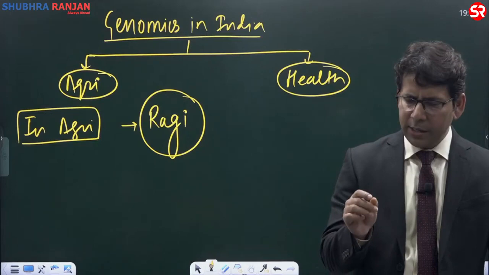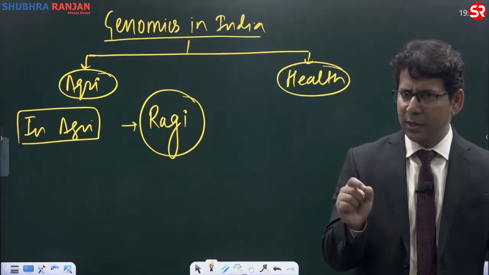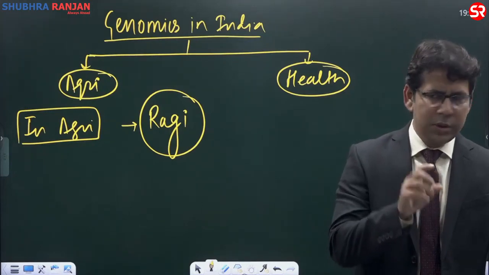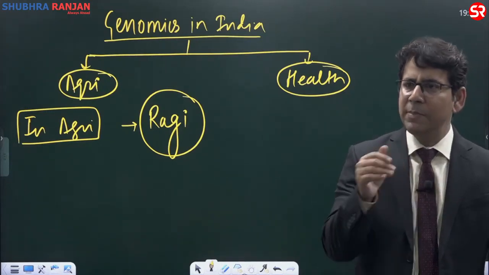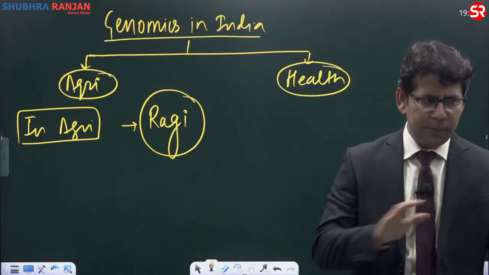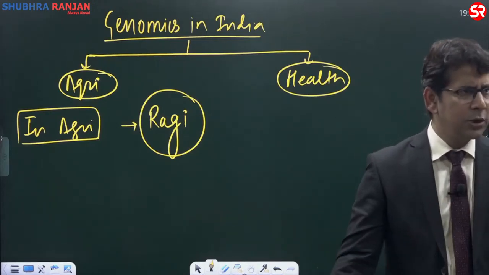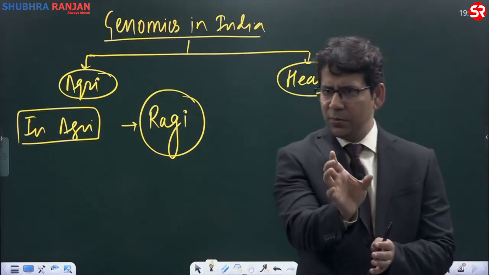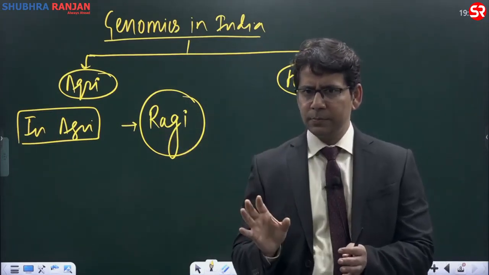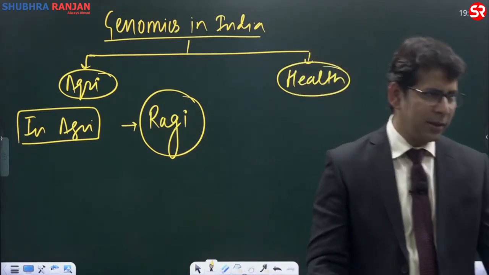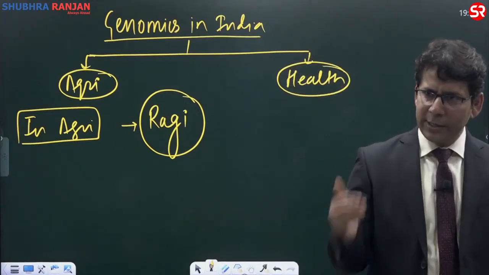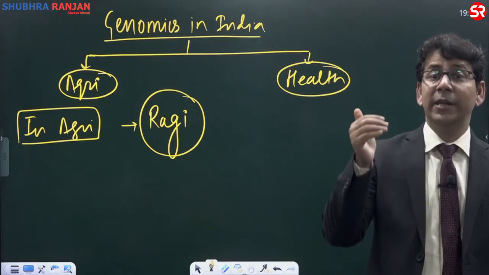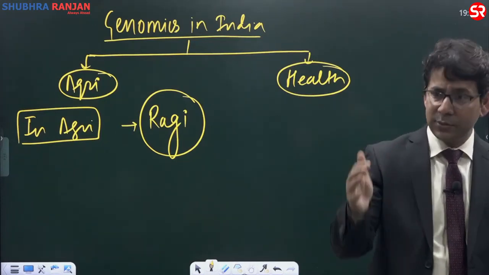And Karnataka Agriculture University, they sequenced the ragi and they recognized a set of genes which make ragi suitable for semi-arid cultivation. जहां पे बहुत पानी नहीं है वहां भी हो जाएगा. And now what they are trying to do is transfer this gene from ragi to rice. सोचो रागी से अगर राइस में हमने जीन ट्रांसफर कर दिया सक्सेसफुली, so we can develop a rice variety where it will not require the kind of irrigation that we had to give to the rice.